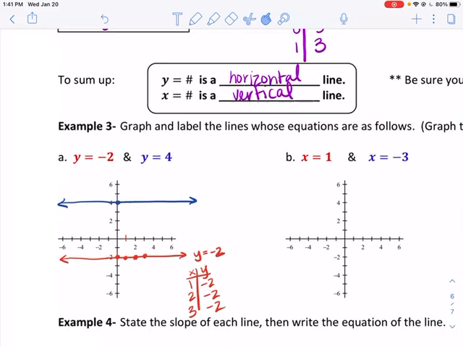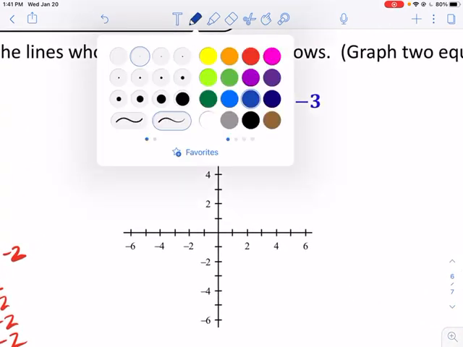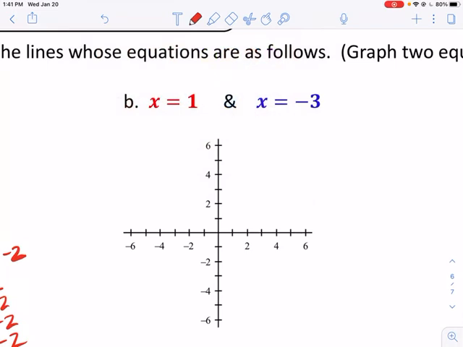Okay, let's go ahead and do some x equals now. So x equals 1. I'm going to find on the x-axis where x equals 1, then draw a line that intersects. X equals -3, find it on the x-axis, draw a line that intersects.